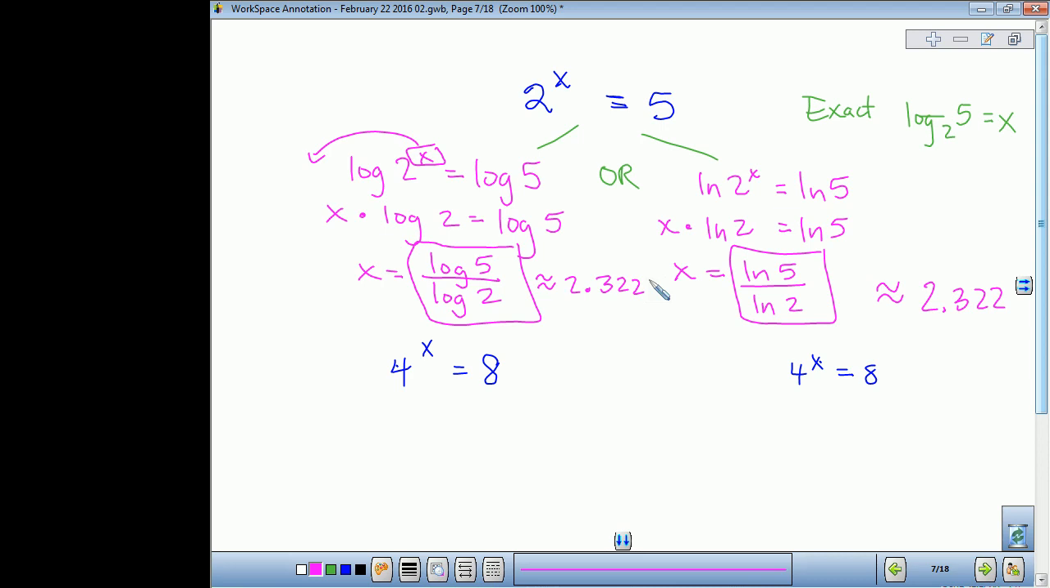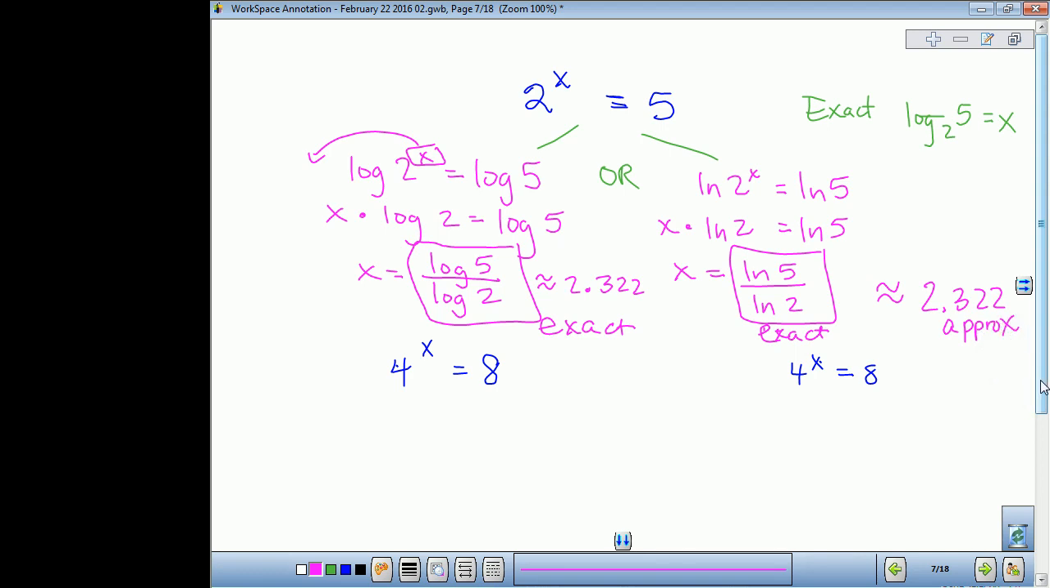Alright, so now if you take 2, it's not going to be exact because this is approximate, but if we take 2 and raise it to the 2.322, do we get really close to 5? Yes, it's close. It's not exact, but it's close. So do you see how this is an exact answer. This is an exact answer. This is an approximate answer. Because you can't get it down.